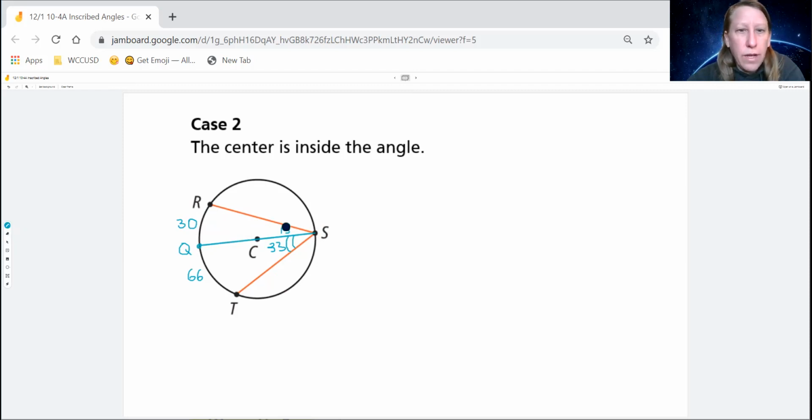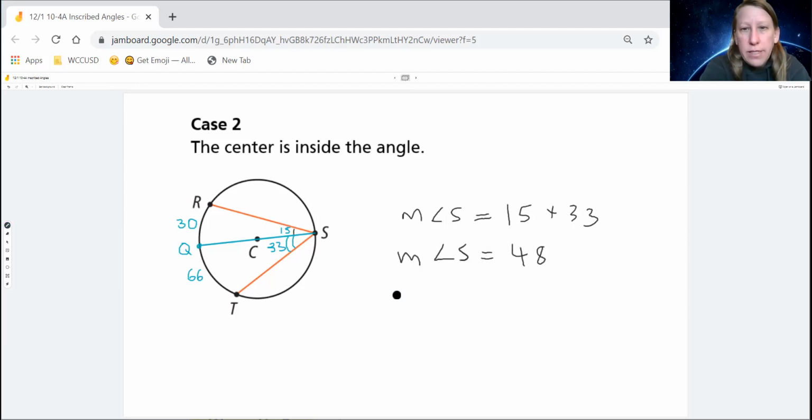So if I want to find the measure of RST, or the measure of angle S, what am I going to do? I'm going to straight up add these together. Anyone remember what that's called from way back in chapter 1? The measure of angle S is going to be 15 plus 33, which is 48. The measure of angle S is 48.